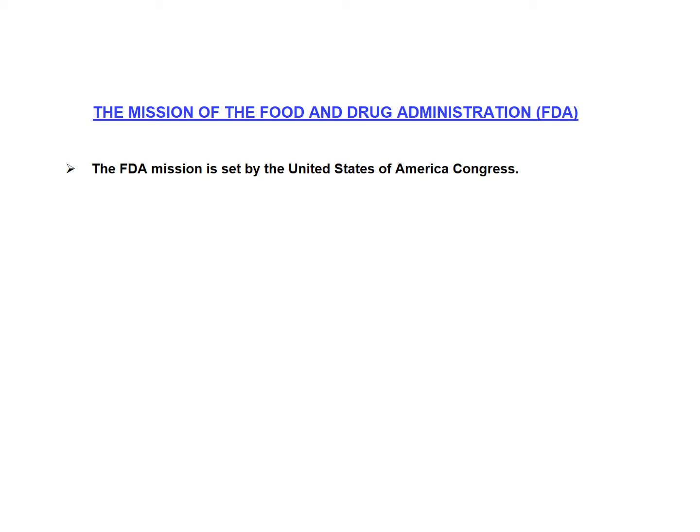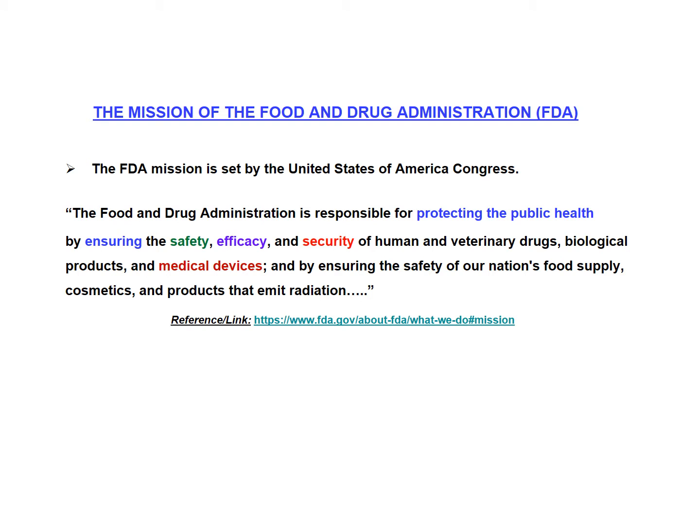Some of the important aspects pertinent to our course are that the Food and Drug Administration is responsible for protecting the public health by ensuring the safety, efficacy, and security of human and veterinary drugs, biological products, and medical devices, and by ensuring the safety of our nation's food supply, cosmetics, and products that emit radiation.